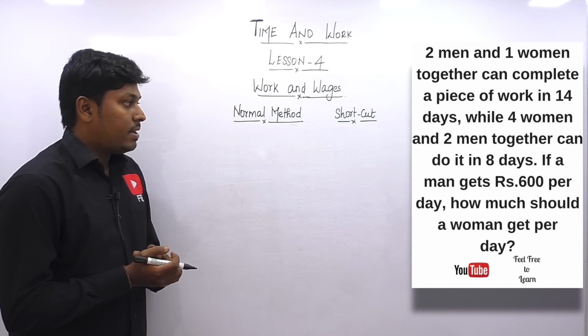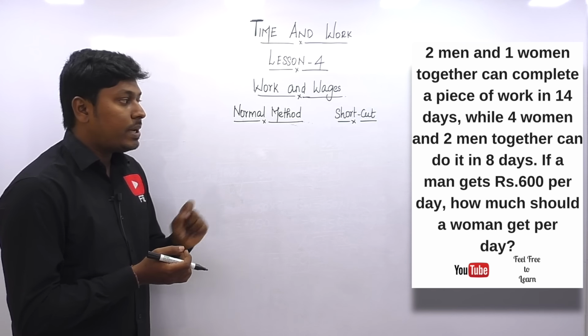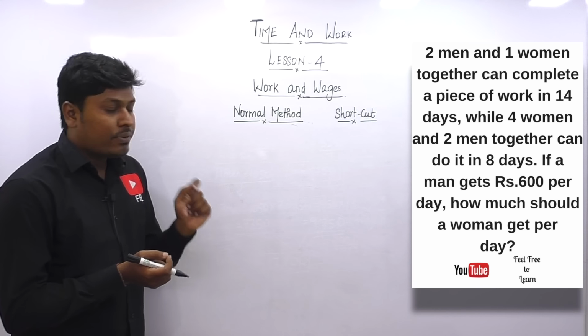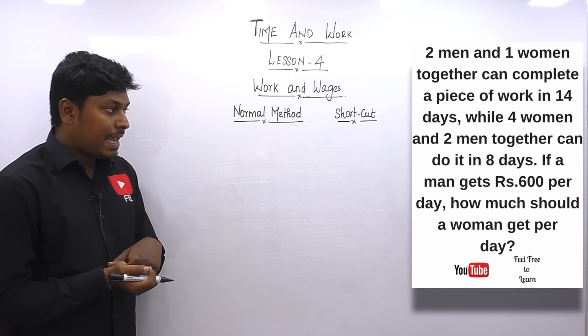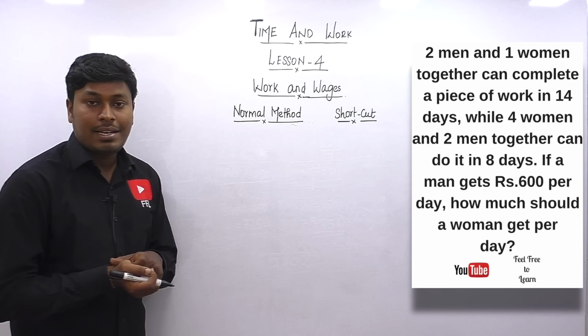Question number 7. 2 men and 1 woman together can complete a piece of work in 14 days, while 2 men and 4 women can complete a piece of work in 8 days. If a man gets rupees 600 per day, how much should a woman earn per day?